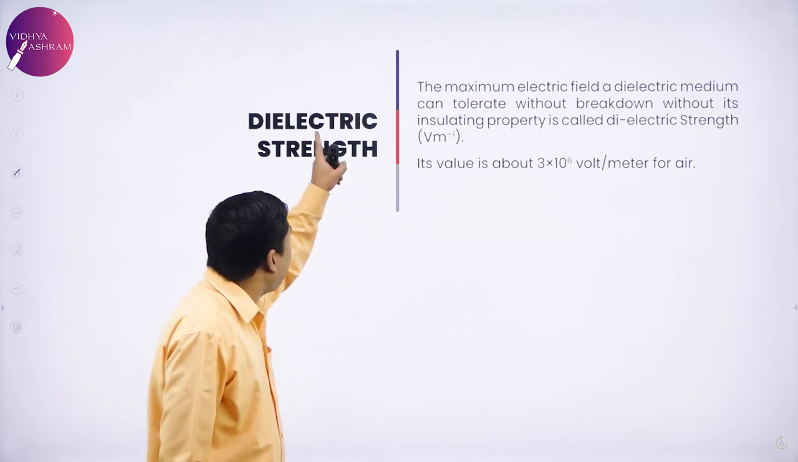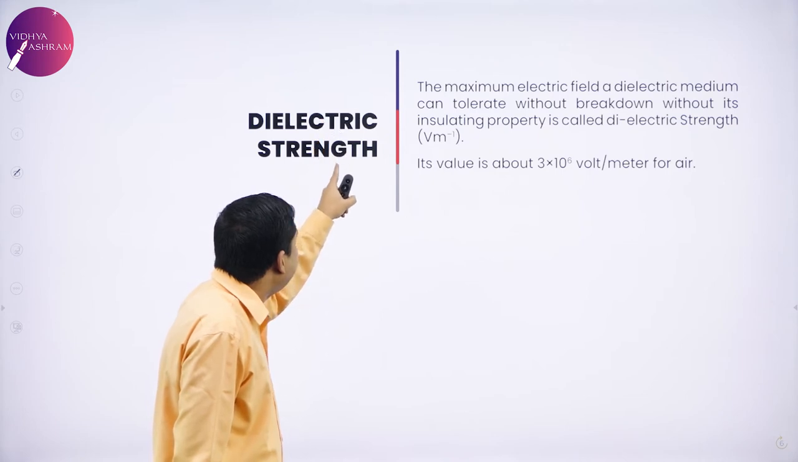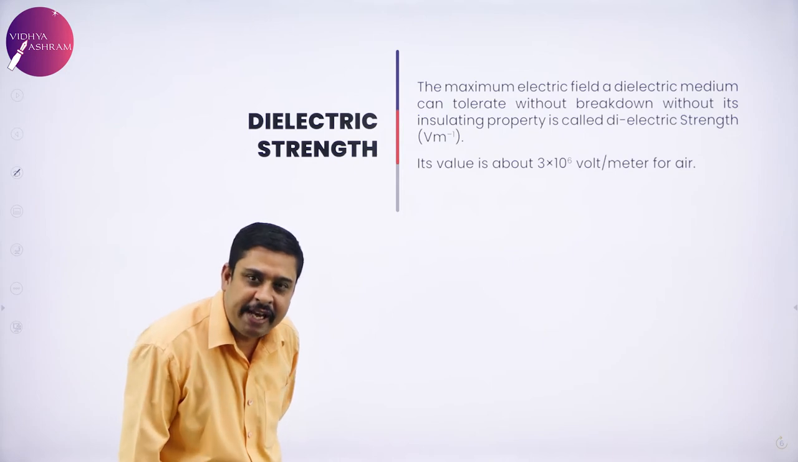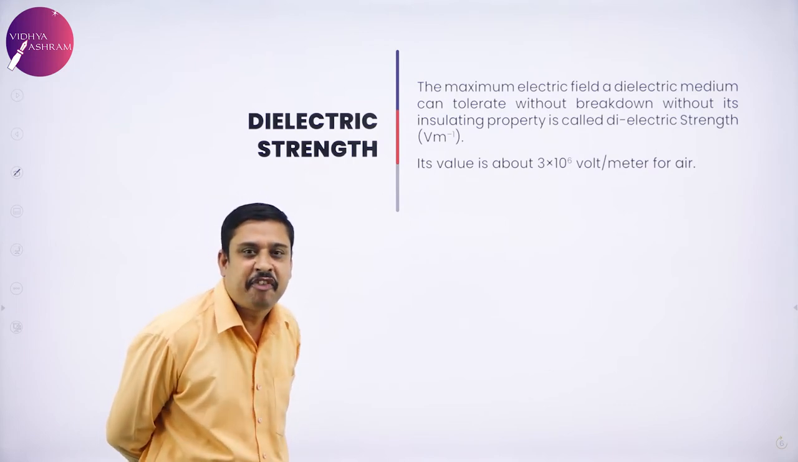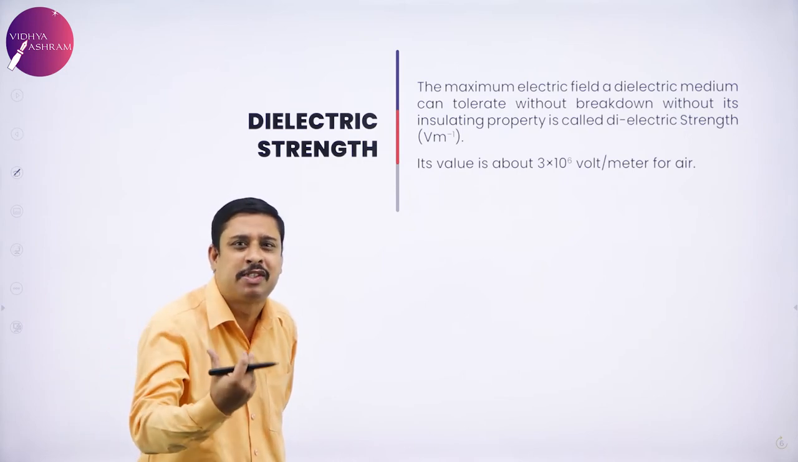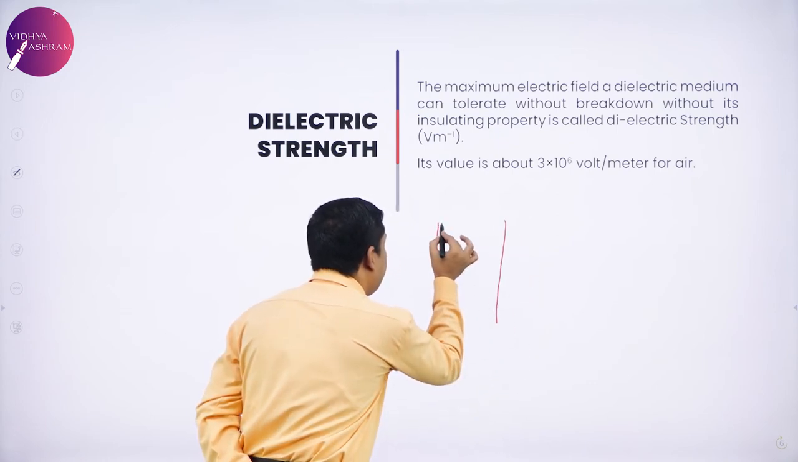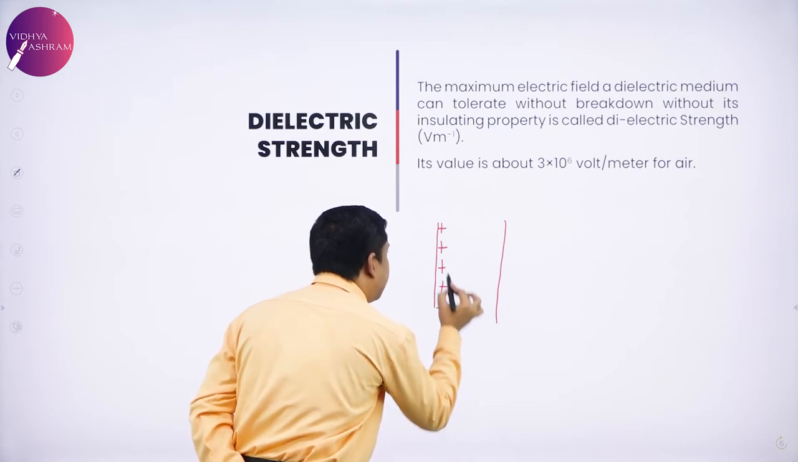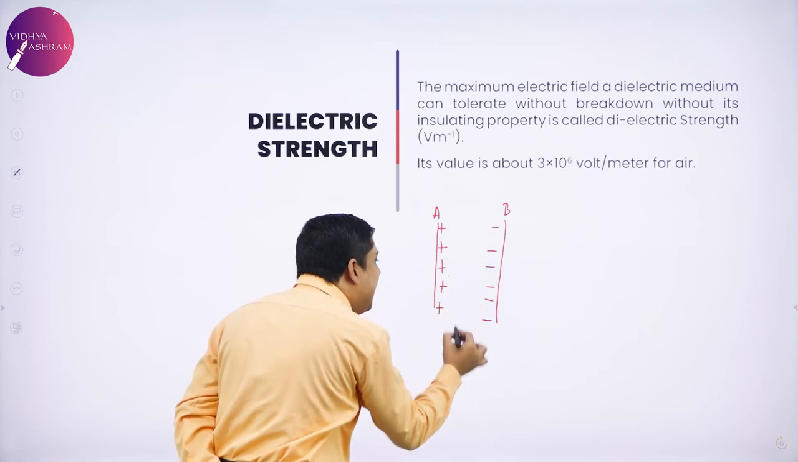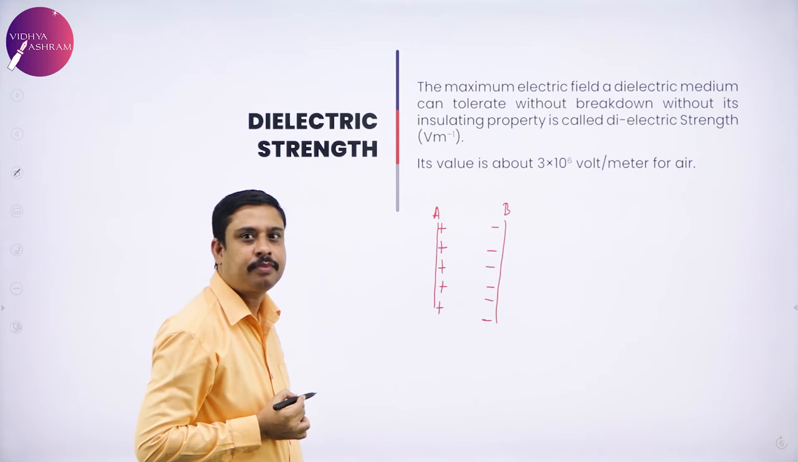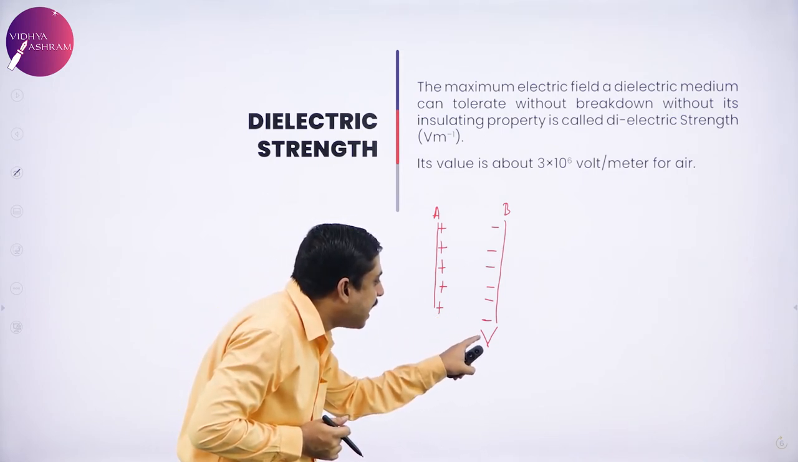Now the last definition I studied, but very important, is something called dielectric strength. And this definition also forms the principle of a capacitor. It gives you the core idea of using a capacitor. I told you a capacitor has two conducting plates. The plate A is positively charged and the plate B is negatively charged with an insulating medium in between, and both the plates are maintained at a certain potential V.